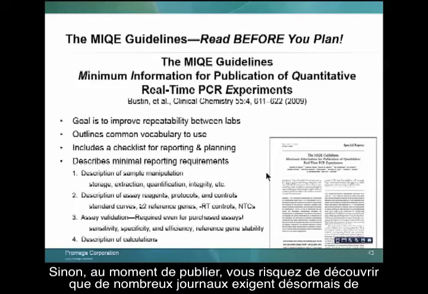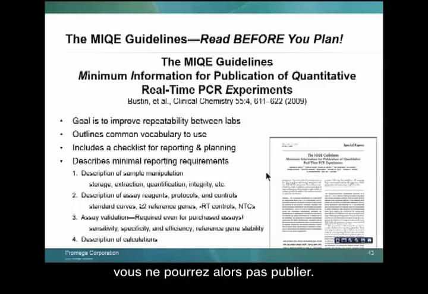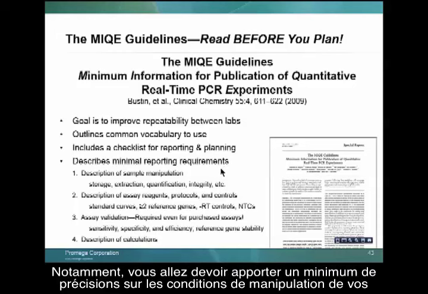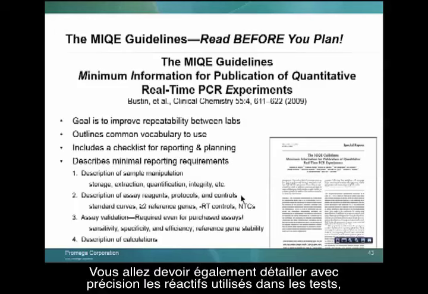Otherwise, you may find when you come to publication, a lot of journals are now requiring that you turn in this information, and you may find that you have gaps in your experiment and are unable to publish with that data. So in particular, this describes minimum reporting requirements for how your sample was manipulated, including nucleic acid storage and extraction. It requires description of assay reagents, protocols, and controls.